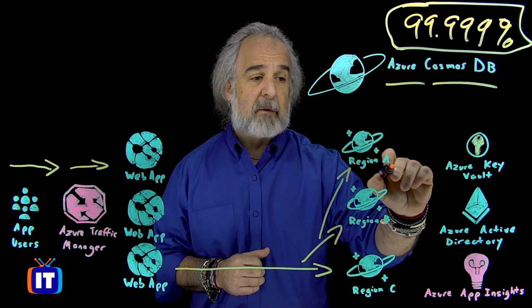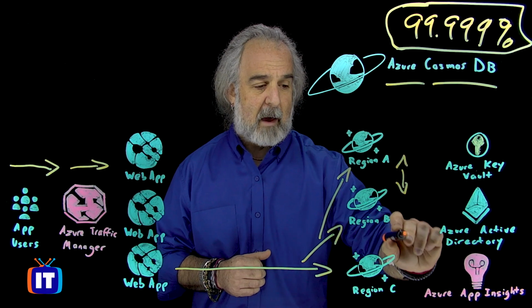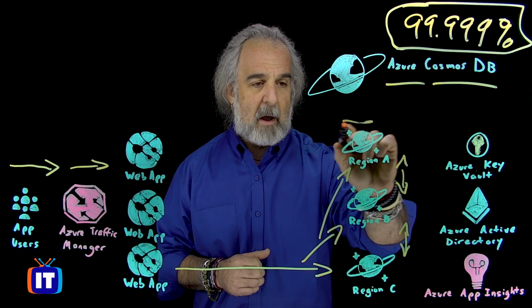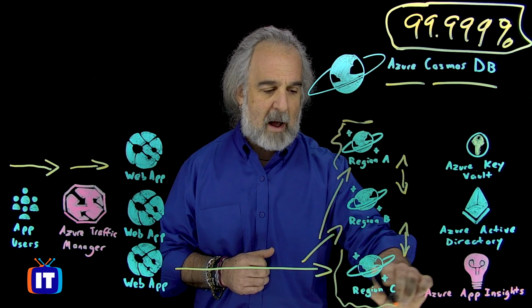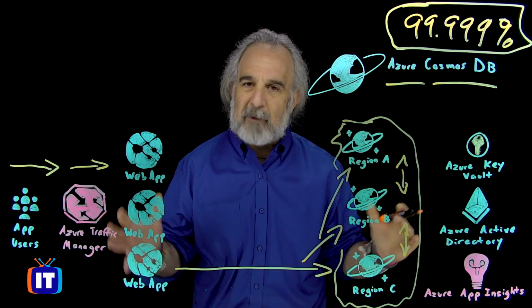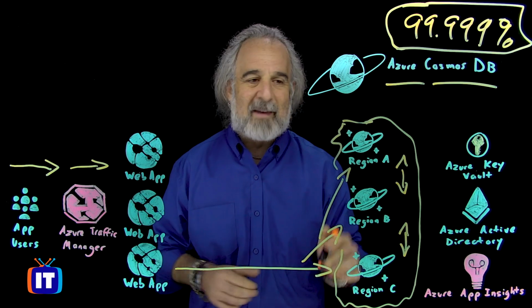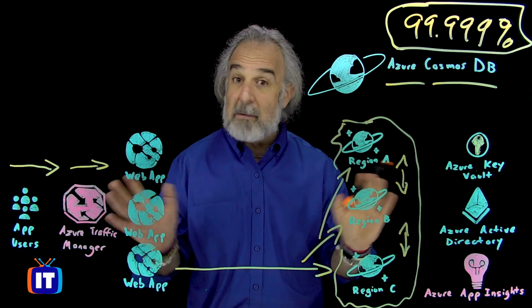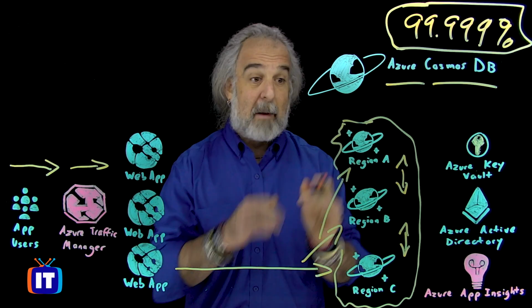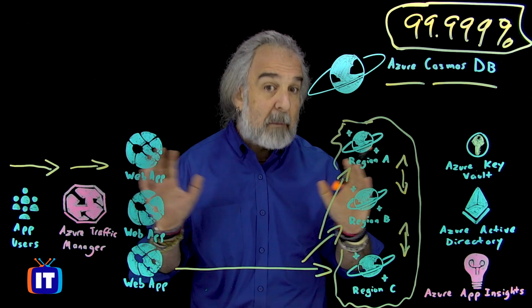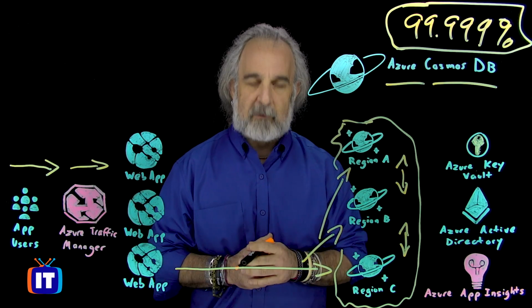These regions are interconnected. They communicate with each other, and we can draw a line around these to represent the fact they're all part of the same group. If I connect in region B, it's the same as if I connect in region A or C. My data is going to be available. I'm going to be able to access it as a customer, interact with it, and get the answers that I need.